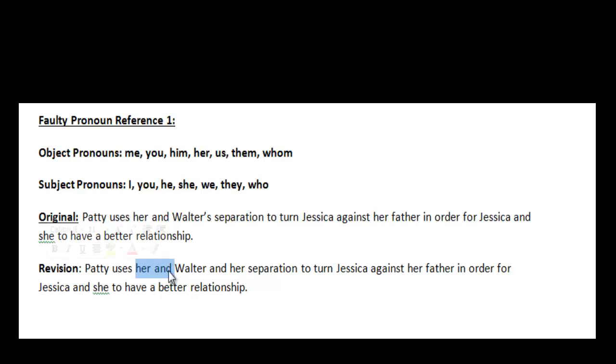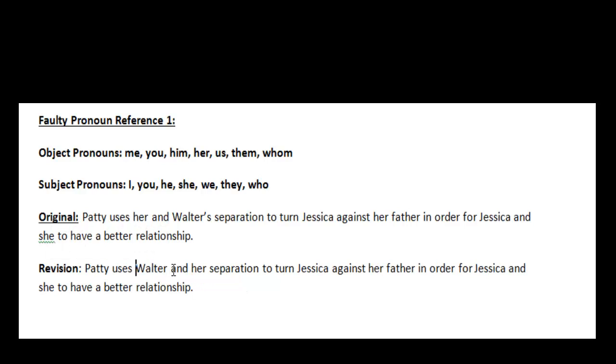And we don't need to specify a possession here because these two things are acting together as a unit. And so we know from the possessive nature of this pronoun that this person is also sharing possession of the separation. So, "Patty uses Walter and her separation to turn Jessica against her father in order for Jessica and she to have a better relationship." Well, the "she" here is referring to Patty.